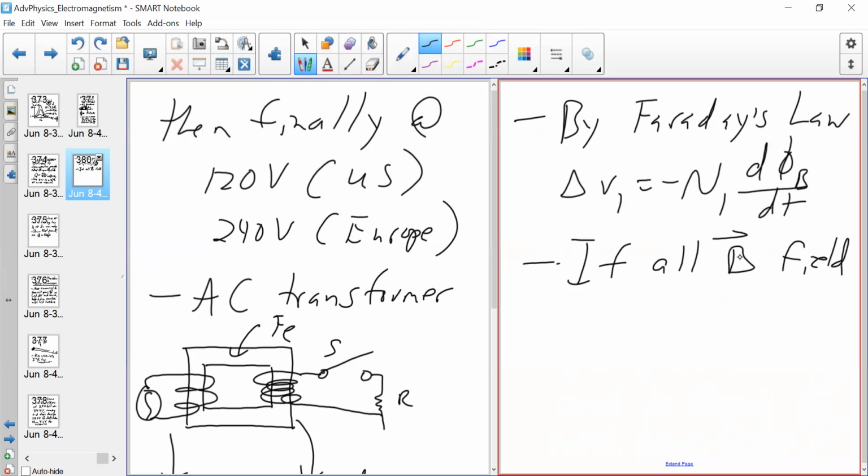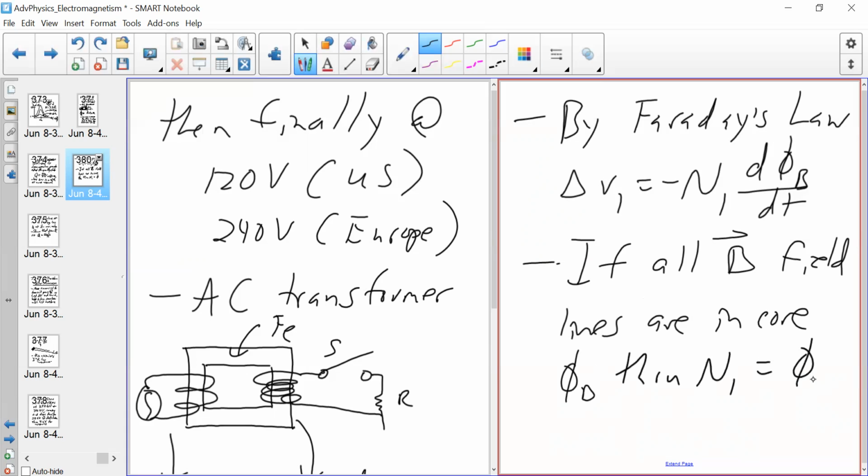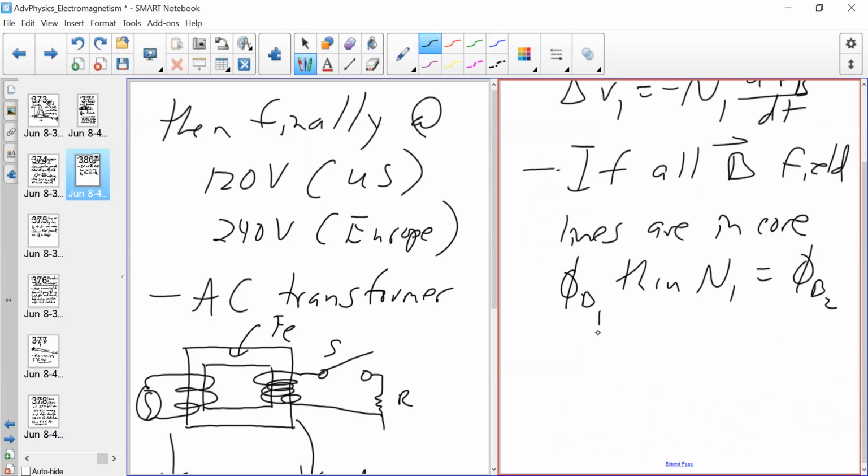All magnetic field lines are in the core, so the magnetic flux through N1 equals the flux through N2. So flux through 1 is the flux through 2. And that's why we get the changing flux to be the same, d phi b, right? So that's the same.